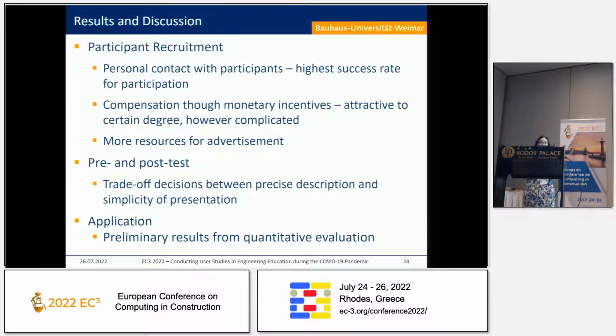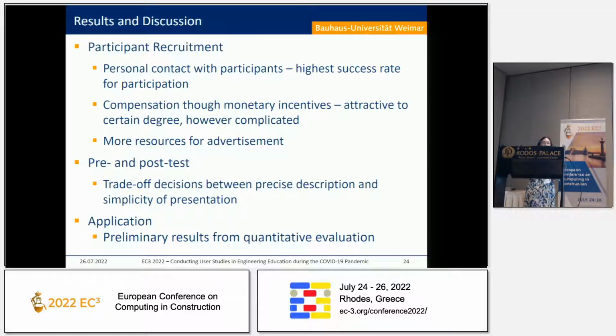During that time, we tracked the input and output of the users, and that was for us for later usage. And what we learned from this is that it's very easy to access people when you talk with them in person and you ask them, could you please come to my user study? The personal contact is definitely the highest success rate for participation.